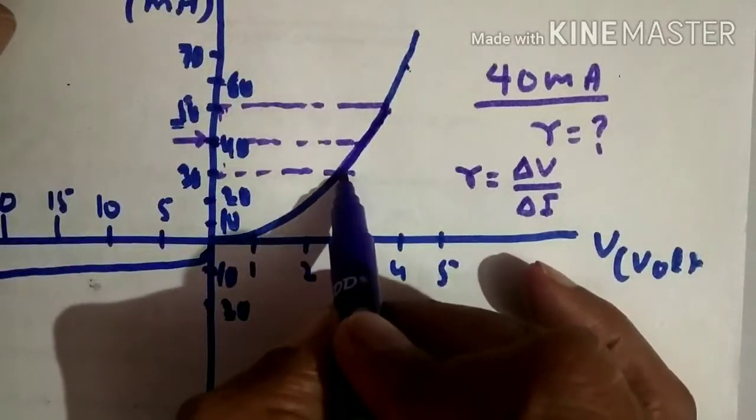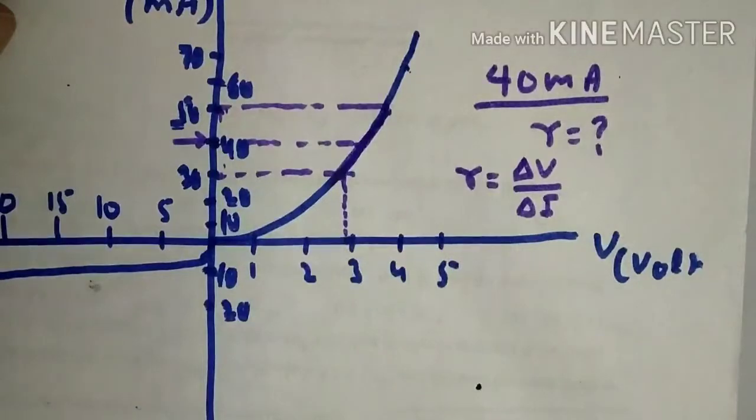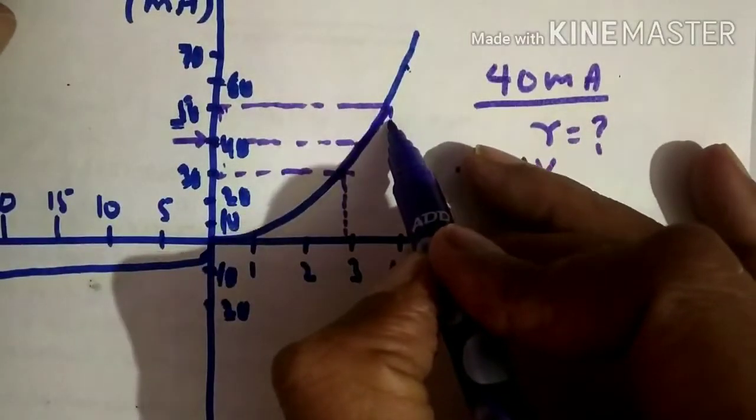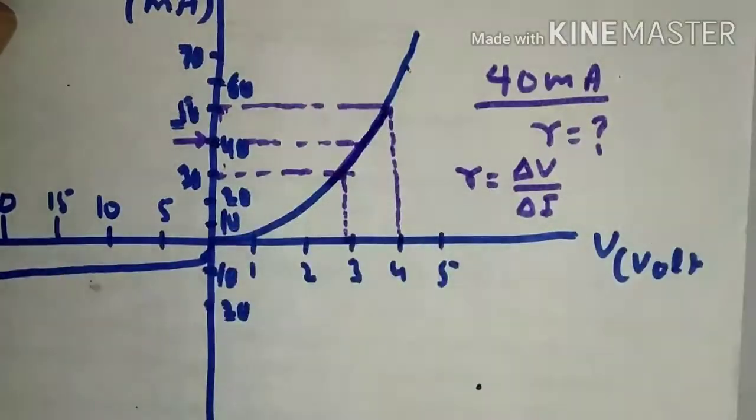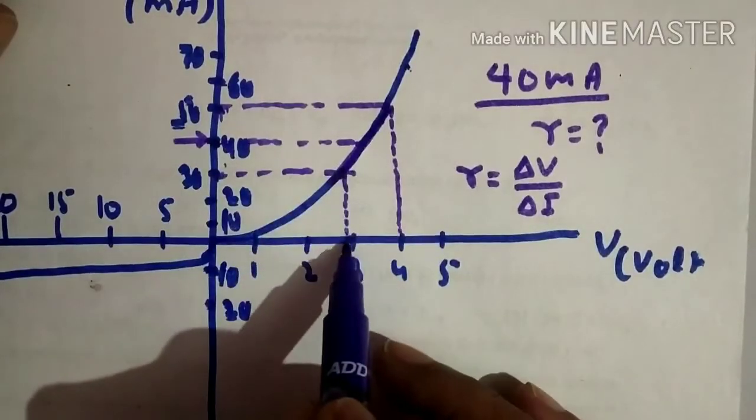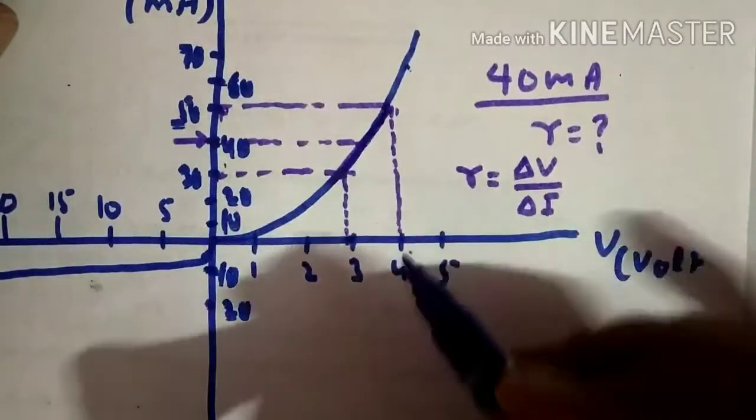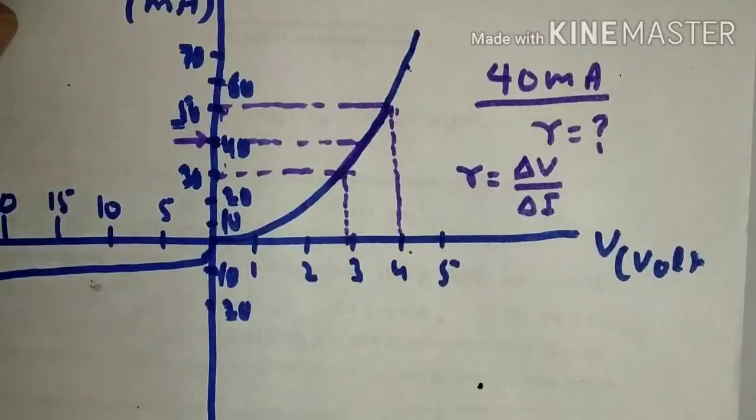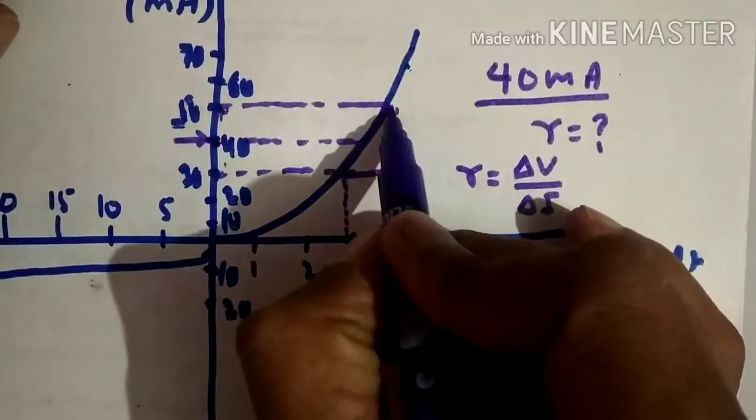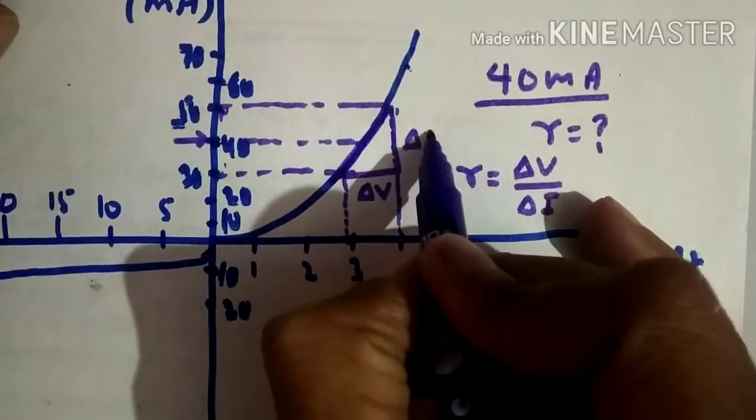So for the 30 milliampere current, the voltage is 3 volt, and for the 50 milliampere current the voltage is 4 volt. For the 30 milliampere current the corresponding voltage is 3 volt, and for the 50 milliampere current the corresponding voltage is 4 volt. So this will be a triangle where this will be the value of delta V and this will be the value of delta I.